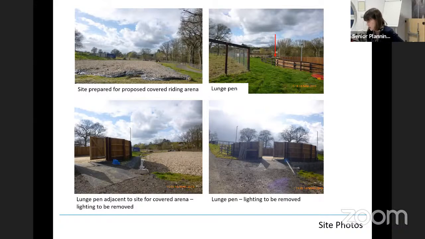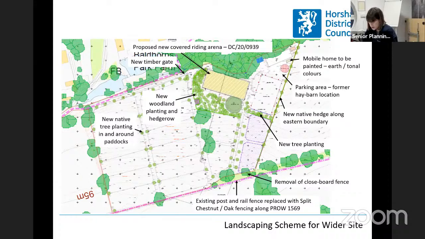The top right-hand photo shows the lunge pen with the red arrow indicating the location of the proposed covered arena. And the bottom left-hand photo again shows the lunge pen and the siting of the proposed indoor arena. And the bottom right-hand photo shows the lunge pen with the area of hardcore access, which leads up to the various paddocks and pens.